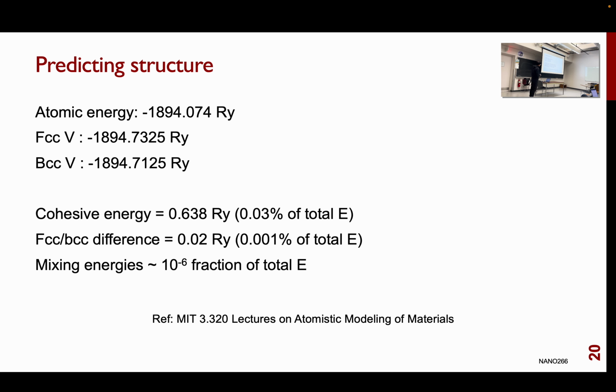And you can see that this is only about 0.03% of your total energy, right? Now, if we are looking at the difference between something like the BCC and FCC phase of vanadium, the difference in energy is just 0.02 Rydberg, which is an even smaller percentage of your total energy, okay? It's just 0.001%. And of course, things like mixing energy, if you are calculating the energy to mix two metals together, those tend to be 10 to the power minus 6 of your total energy, okay?